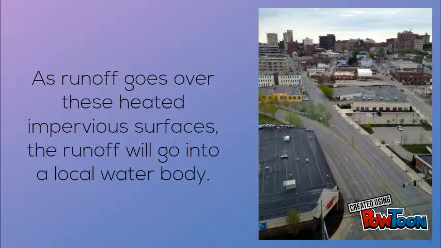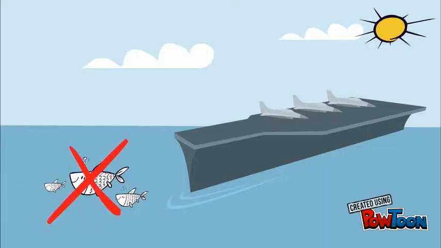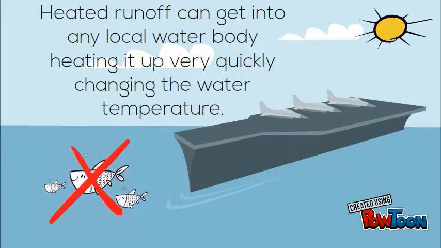What is thermal pollution? Thermal pollution is something that causes a water body to heat up quickly. When water runs over heated impervious surfaces, it goes into a storm drain and into the water, and once it does, it reduces the amount of oxygen present in the water. Warm water cannot hold as much oxygen as cold water.